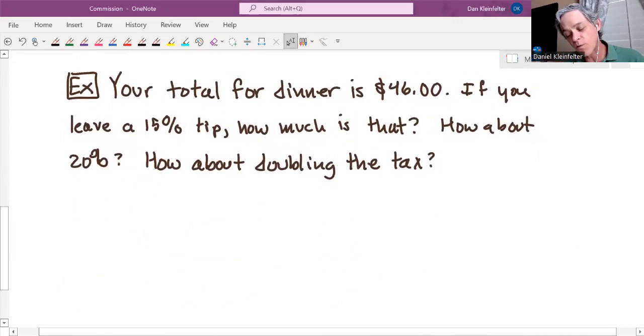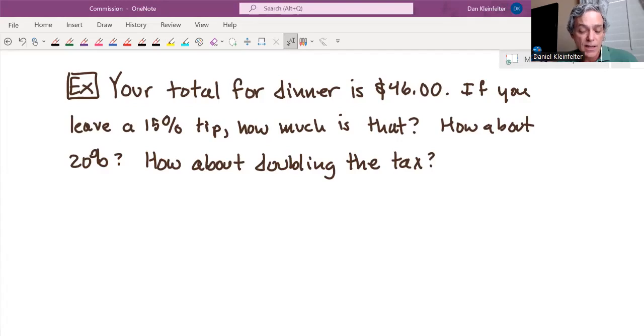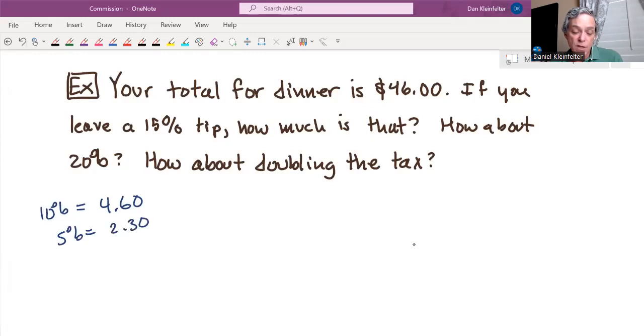Suppose that your total for dinner is $46. If you leave a 15% tip, we'd like to know how much that is. How about 20%? And then what about doubling the tax? So for a 15% tip, probably the easiest way is to think about 10% first. 10% of $46 would be $4.60. 5% would be half of that, and so is $2.30. So altogether, that's going to be $6.90. Okay, so for a 15% tip, it would be $6.90.